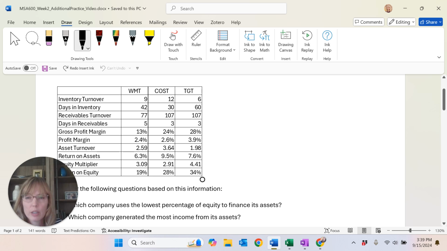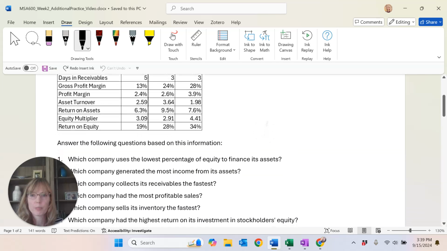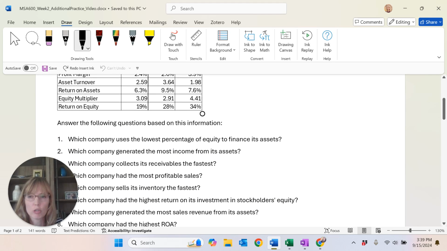We see here the various activity and profitability ratios for Walmart and Costco. Those should look familiar. And now we're adding in ratio values for Target as well. Let's go through each of these questions.